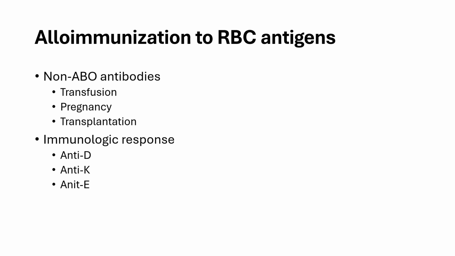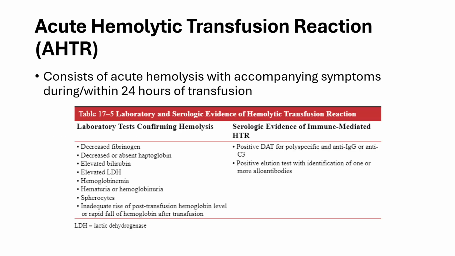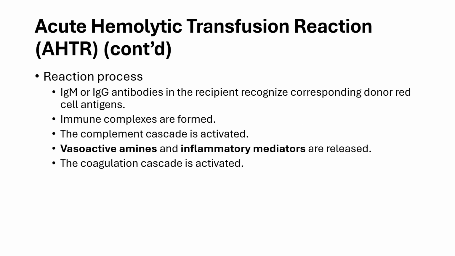For transfusion reactions due to red blood cell antigens, you have non-ABO antibodies from transfusion, pregnancy, and transplantation, and then there are also immunologic responses to anti-D, K, and E. For acute hemolytic transfusion reactions, by definition, this is a serious transfusion reaction that involves rapid destruction or hemolysis of transfused red blood cells. This occurs during or within 24 hours of transfusion.